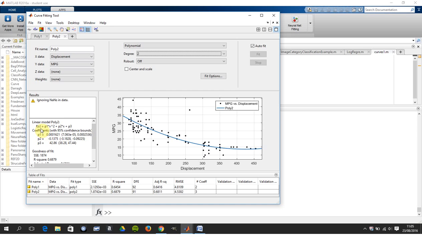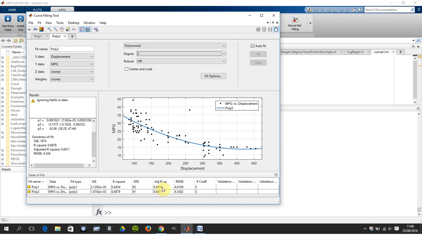So y, the f of x, MPG is, I think, 3.1621 times the displacement squared, minus 0.1375 times the displacement, plus P3, 42.86. So if you extend that back, it'll hit there at 42.86. The R squared is 68.79. If you see the two of them down there, there's very little difference.